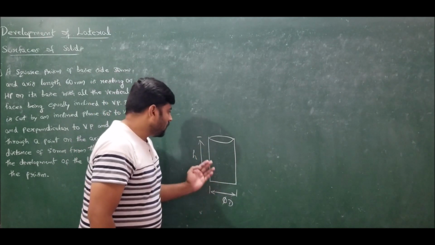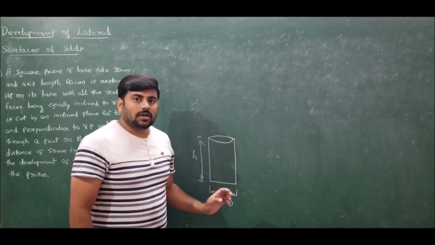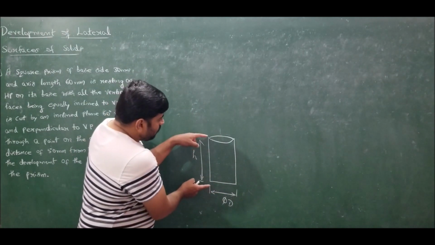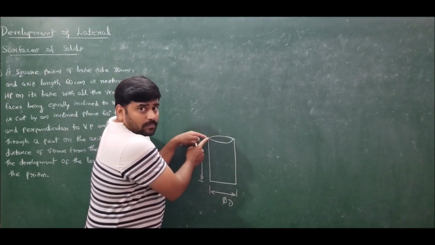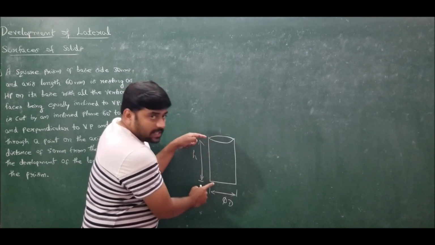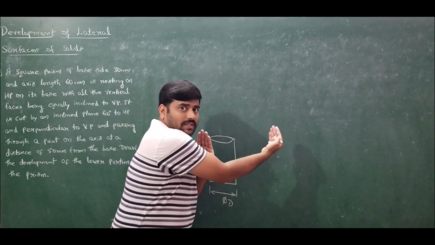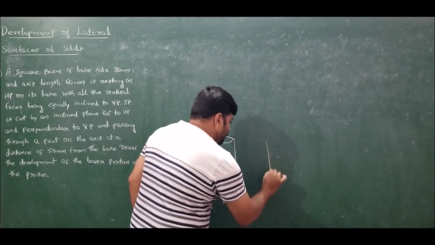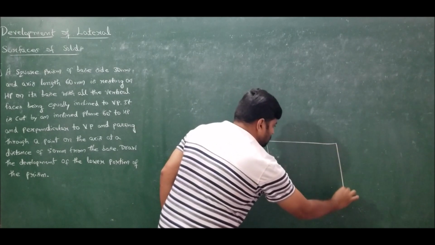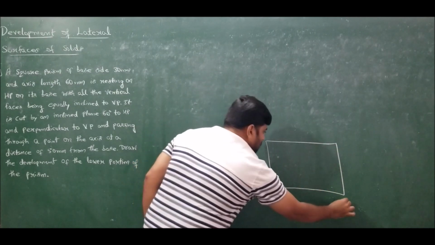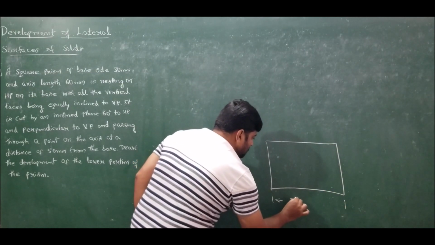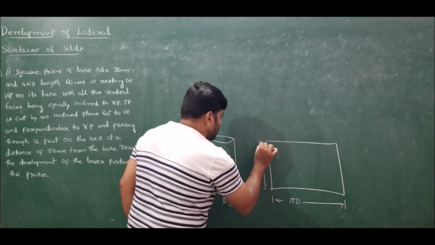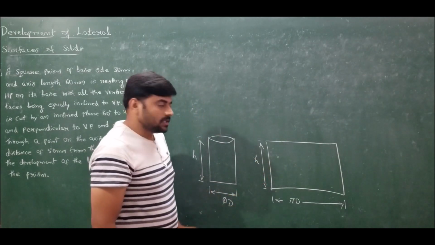Now the process of unfolding all the surfaces of an object is termed as developing of an object. From one of the points on the rim of the circumference, I will cut this vertical cylinder and unfold all the surfaces of this cylinder. If I unfold the surfaces, I will get a rectangle like this, whose length will be equal to the circumference, that is pi times the diameter, and whose height is nothing but the vertical height of the cylinder.